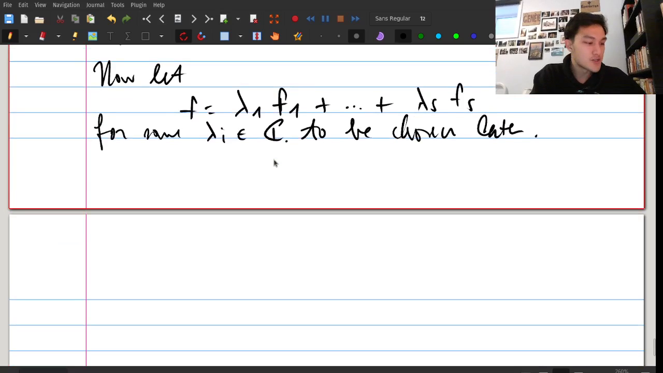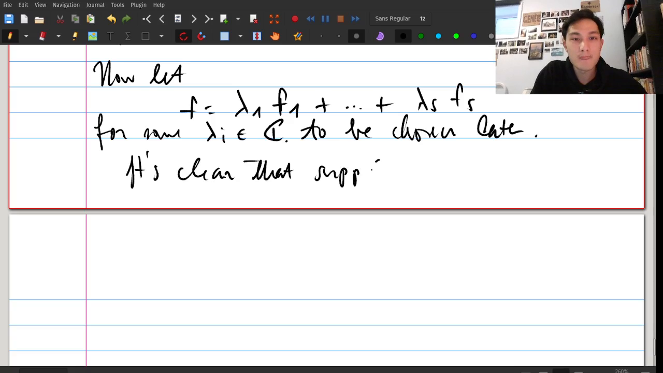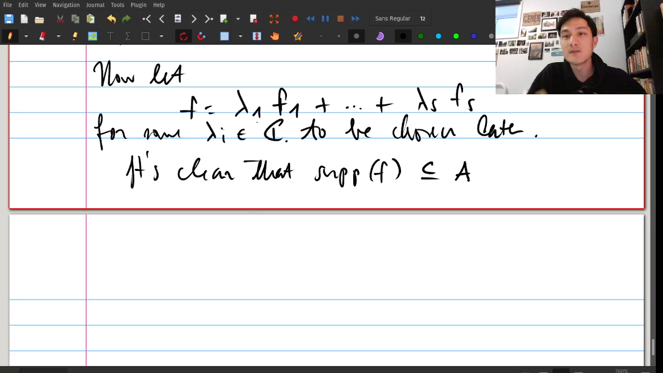Okay, so no matter what we choose, because it's linear, the supports of the f_i's are part of the a_i's, and all the a_i's were contained in A. I hope it's clear that the support of f is a subset of A. And then because the Fourier transform is linear as well, the Fourier transform of this will just be the sum of all the Fourier transforms with the exact same lambdas.